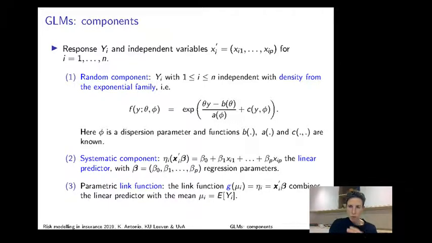So these are the 3 things which you need to identify in order to define the GLM that you will be working on. So you pick a distribution from the exponential family of distributions, you specify a kind of regression structure through the linear predictor, and then you specify a function g such that g evaluated in the mean of your distribution equals the linear predictor for a particular observation under consideration.